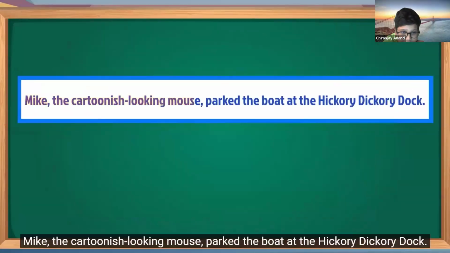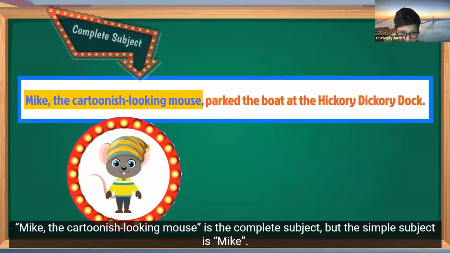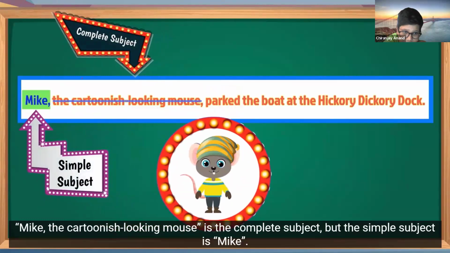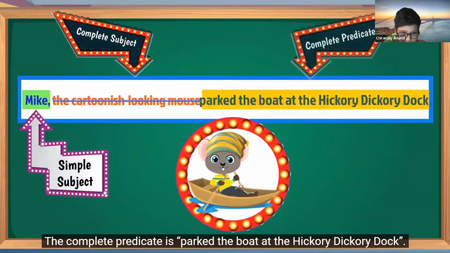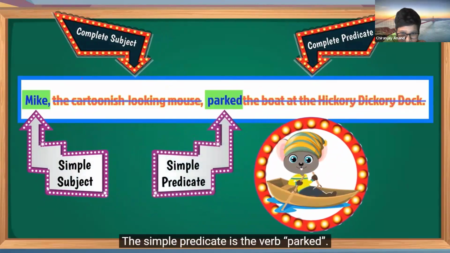Mike, the cartoonish-looking mouse, parked the boat at the hickory-dickory dock. "Mike, the cartoonish-looking mouse," is the complete subject, but the simple subject is Mike. The complete predicate is "parked the boat at the hickory-dickory dock." The simple predicate is the word "parked."